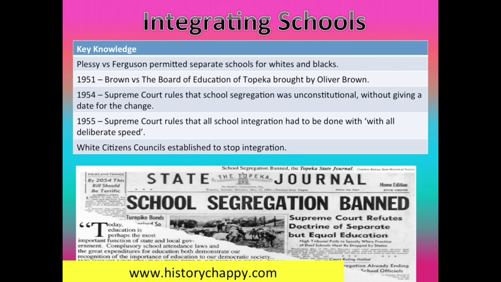The first time the civil rights movement comes to prominence following World War II is over the issue of education and schooling. In 1951, Brown versus the Board of Education of Topeka. There was a case over integrated schooling. The Supreme Court ruled that school segregation was unconstitutional because segregated schooling was inherently unequal.